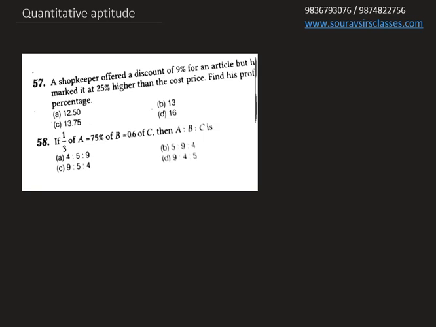A shopkeeper offered a discount of 9% for an article, but he marked it at 25% higher than the cost price. So we need to find his profit percentage. At first, we sort out the data given by the question. The discount percentage offered by the shopkeeper is 9%, and the marked price is 25% higher than the cost price.